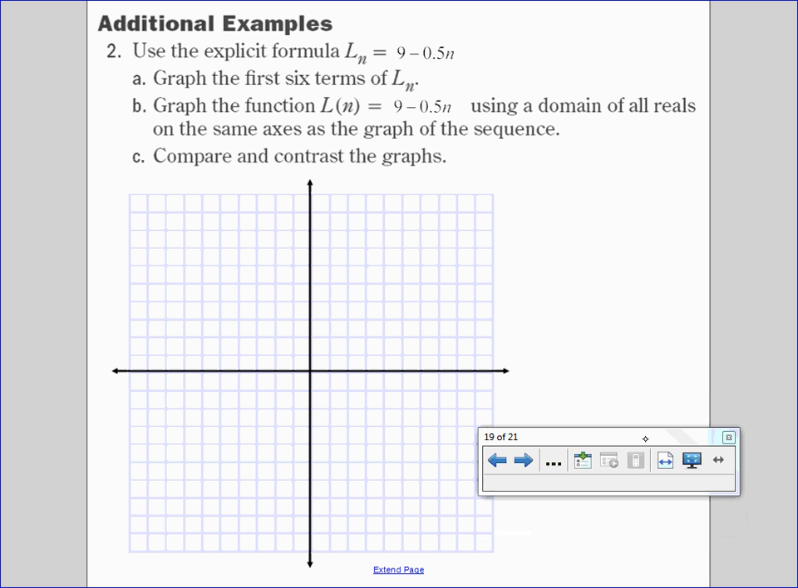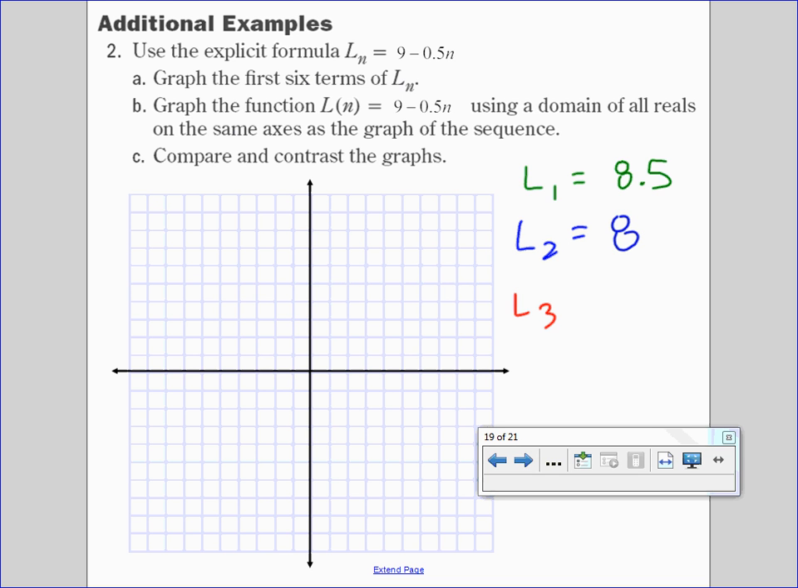So everybody, let's take a look at our explicit formula. L of n gives a sequence named L based on term number, and I could get L of 1 by plugging in 1 to my explicit formula. When n is 1 for the first term, I get 9 minus 0.5 times 1, which is 9 minus 0.5, which is 8.5. L of 2, the second term, is given by 9 minus 2 times 0.5, which is 1. I get 8.